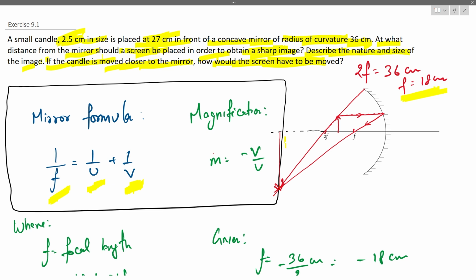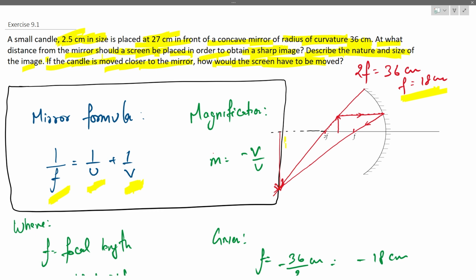Now we have got the value of v, that is where the screen should be placed. We have to find out the nature and size of the image. Since we have got the value of m, we can find the size of the image, that is equal to magnification times the original size of the object, that is 2.5 times 2, that is 5 centimeter. And the nature is real; the image is real.